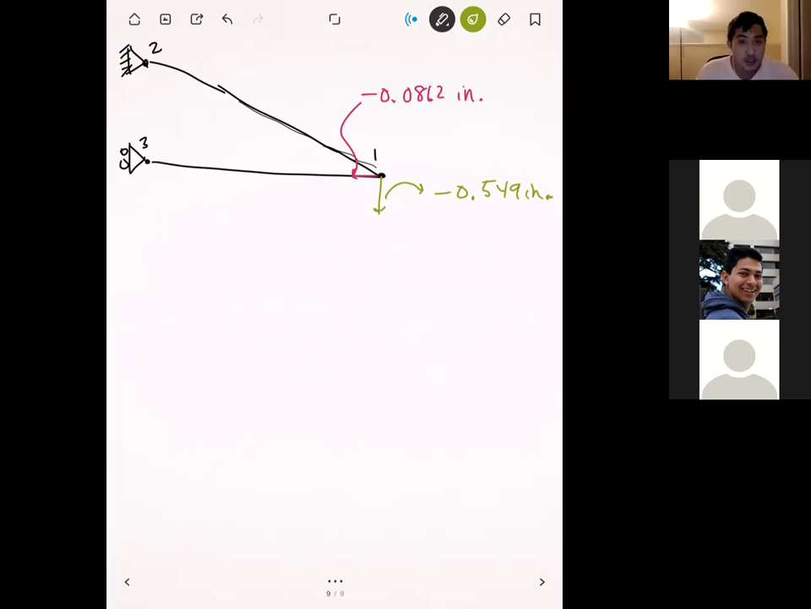But in this particular case, we'd have node 1 shifting slightly to the left, but mostly down. That makes sense because most of the load is going vertically, so we're going to have most displacement in the vertical direction. But because of the geometry in the structure, node 1 is also going to shift to the left a little bit, because we have this angled bar that's supporting it as well.